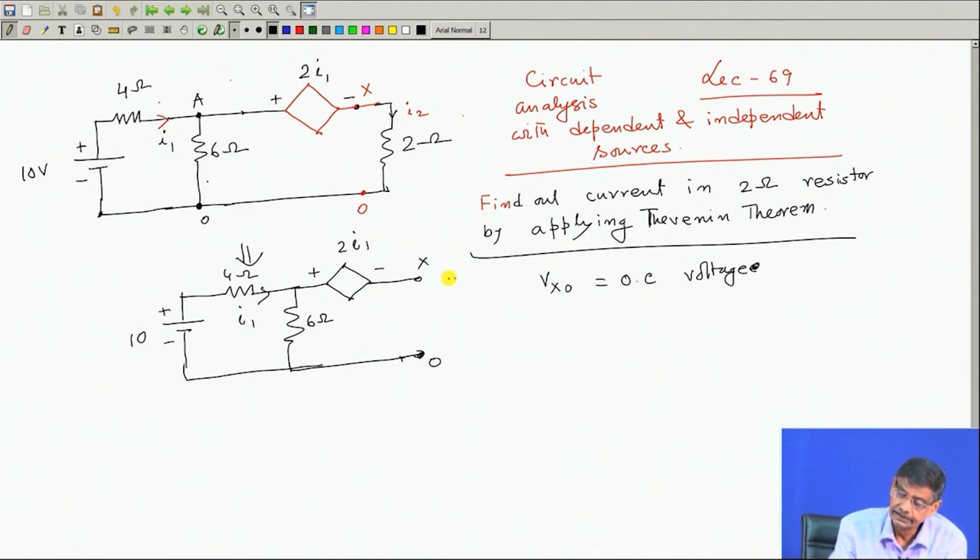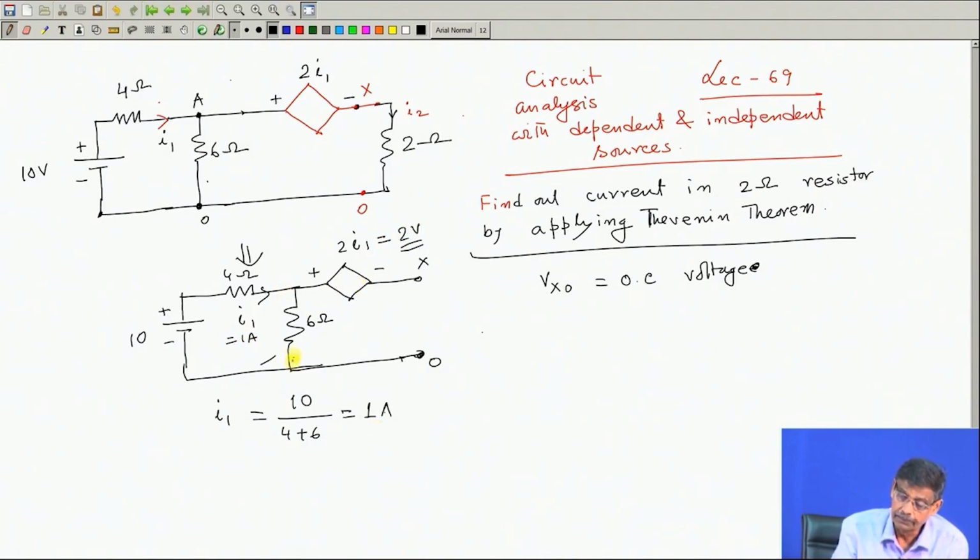Now, one thing is clear: since it is open circuited, there is no current here. Whatever current flows here, how much is this current? The I 1 value will be 10 divided by 4 plus 6, 10 divided by 10, which is equal to 1 ampere. This I 1 is equal to 1 ampere straight. If it is 1 ampere, then this voltage 2 I 1, with I 1 being 1 ampere from left to right, will become 2 volt.